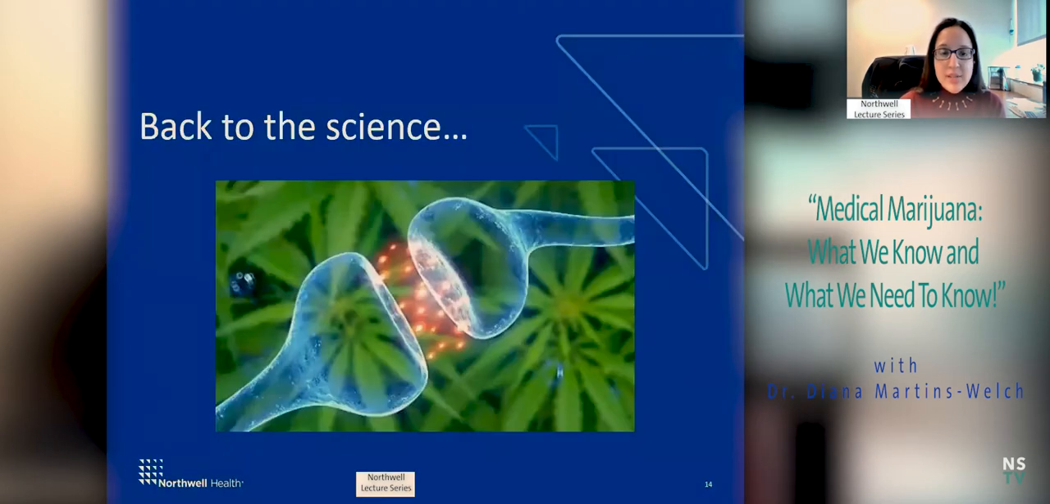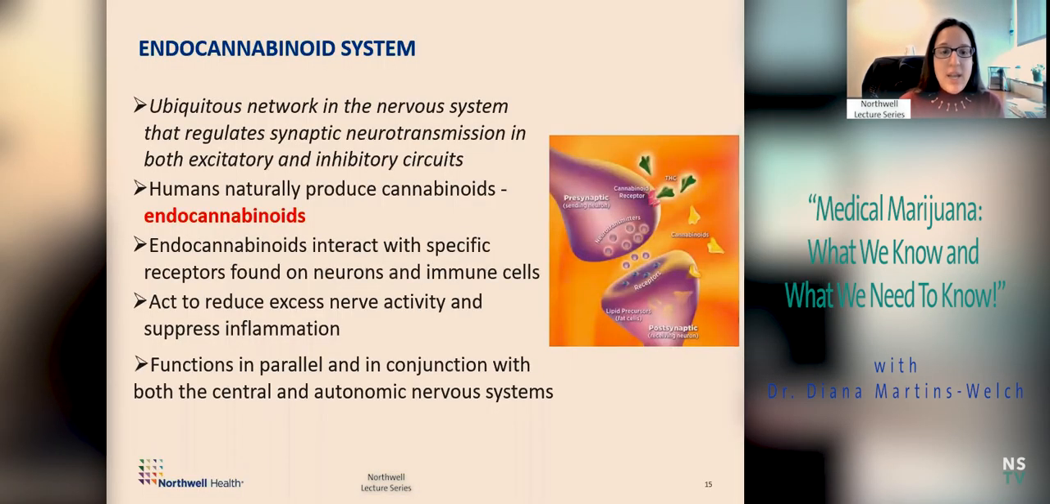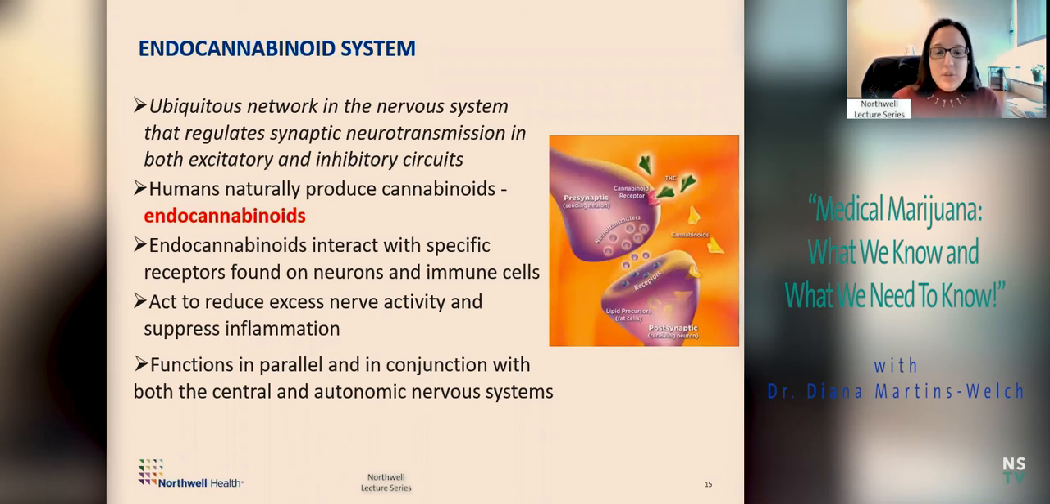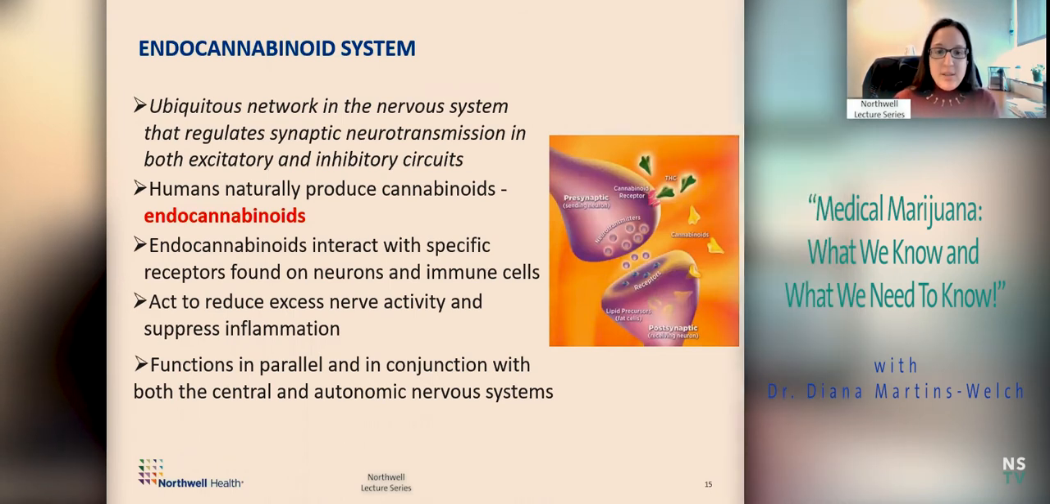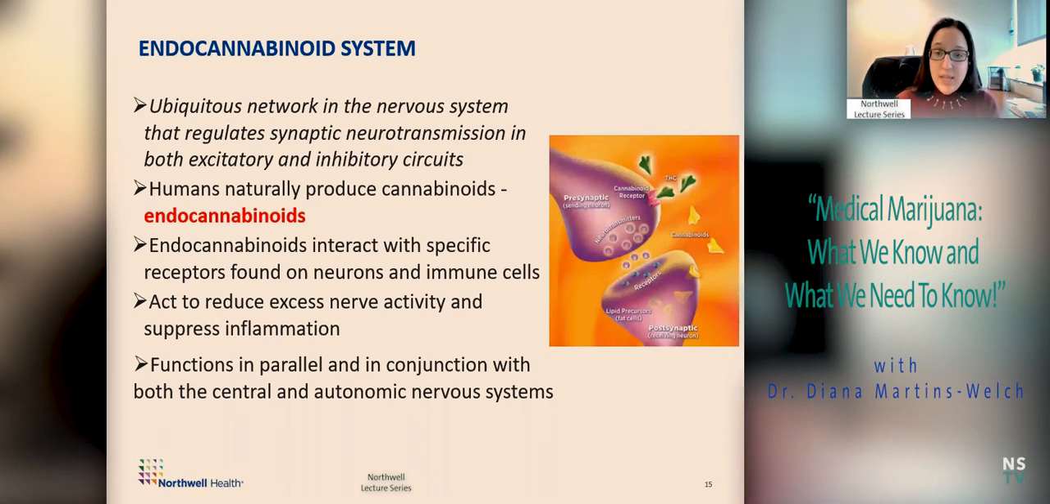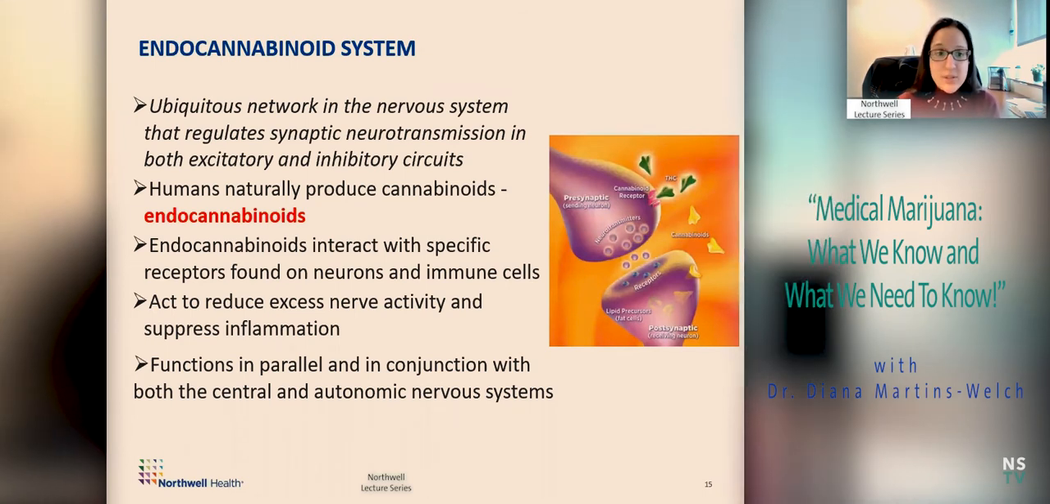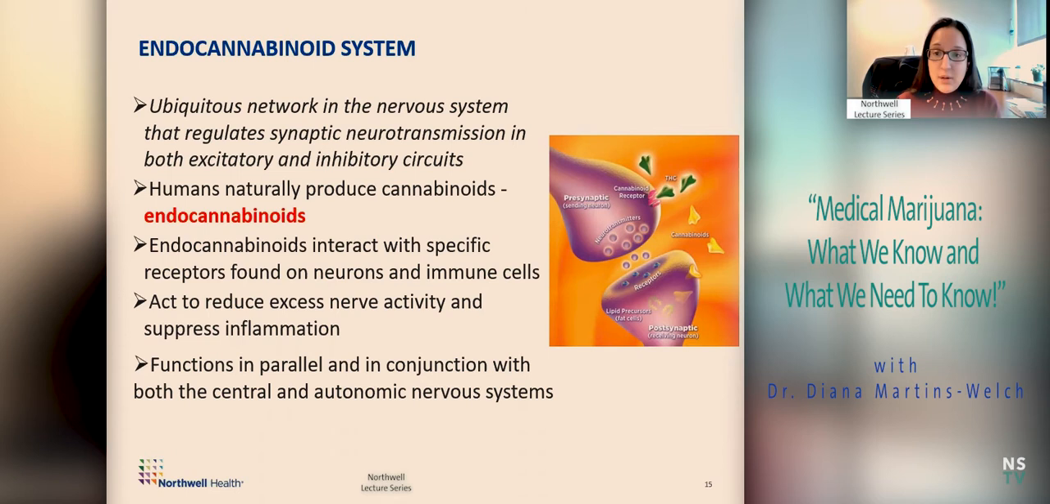So let's get back to the science. So the endocannabinoid system. This is a network in the nervous system that regulates the transmission of nerve cells, so neurons, and it can either excite or inhibit nerve signals. We produce our own cannabinoids. So these are termed endocannabinoids.